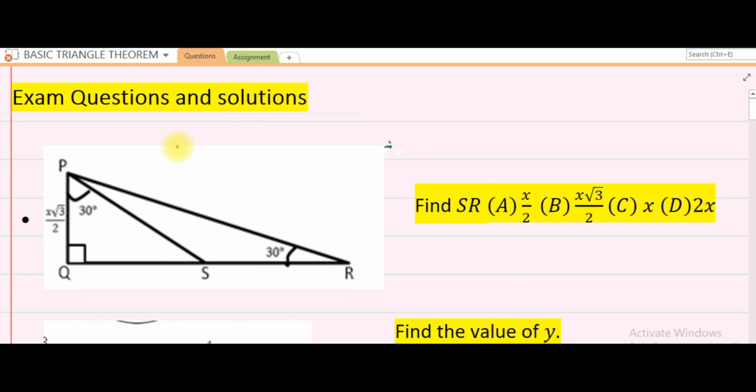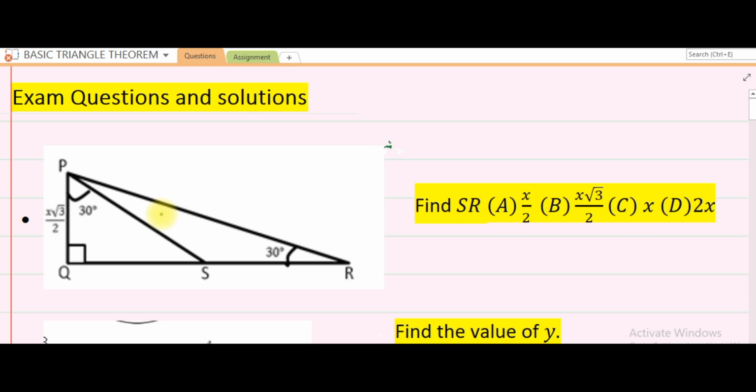Okay, welcome to exam questions and solutions involving triangle theorems. We are given the first question. We have a lot of questions on this. So the first one, we are given this diagram and we are asked to find SR. So we are looking for SR here.